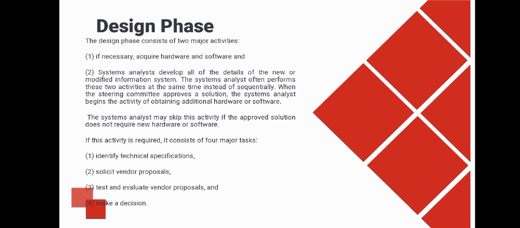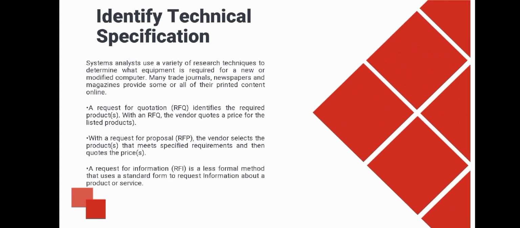If this activity is required, it consists of four major tasks. One, identify technical specifications. Two, solicit vendor proposals. Three, test and evaluate vendor proposals. And four, make a decision. Identify technical specifications. System analysts use a variety of research techniques to determine what equipment is required for a new or modified computer system.